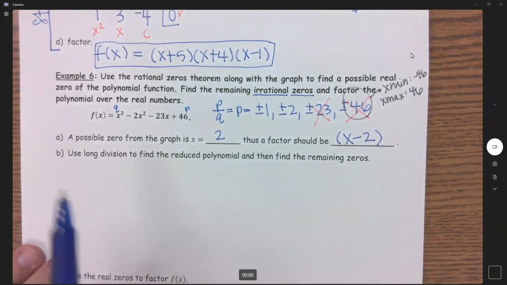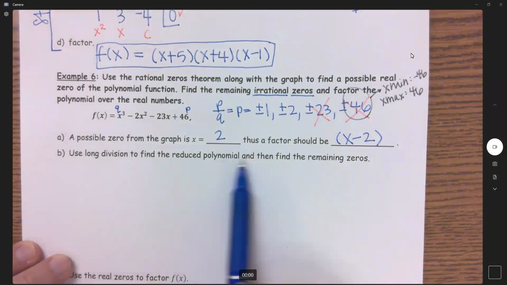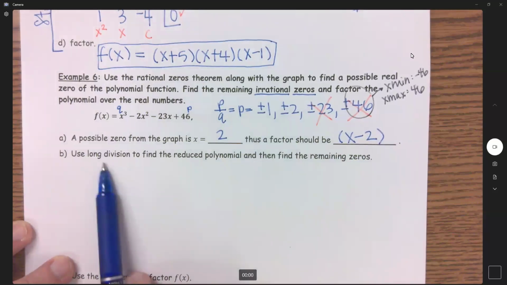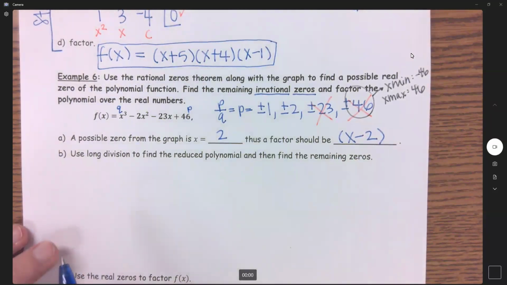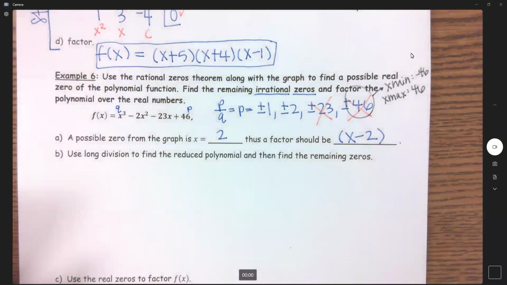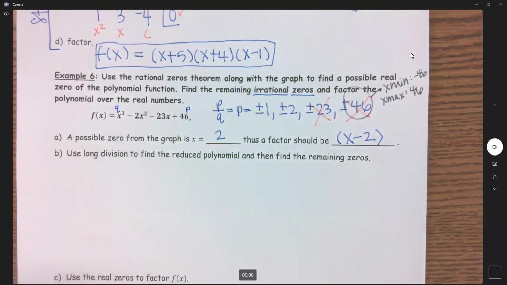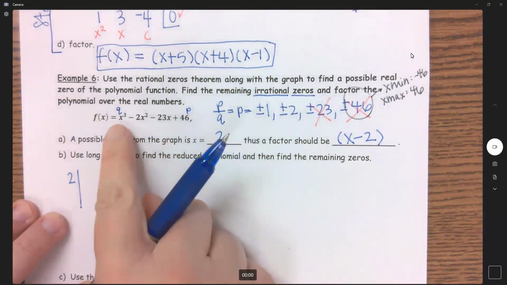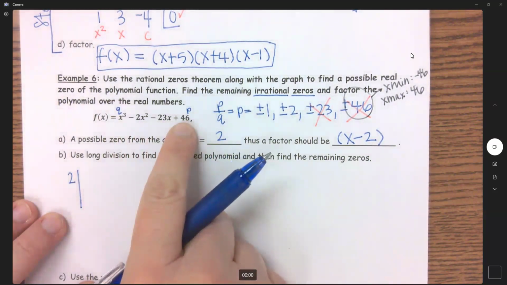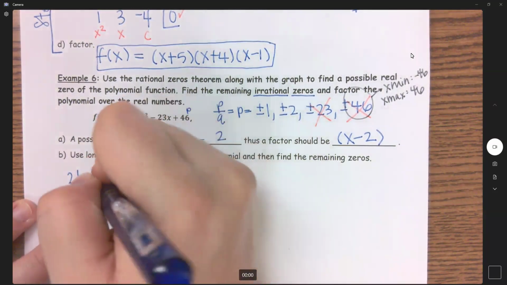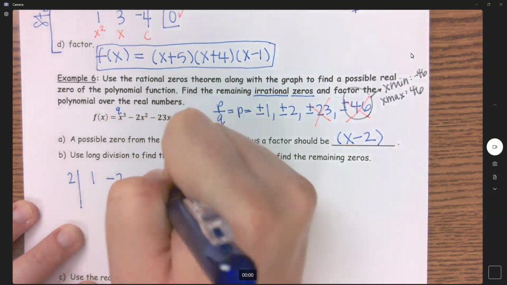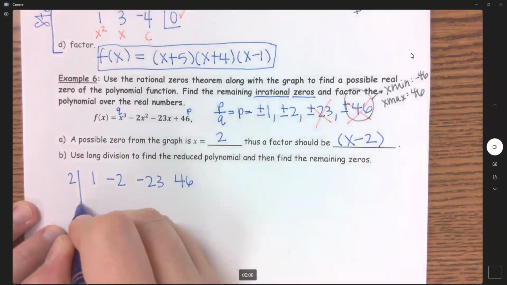Now, part B specifically says to use long division to find the reduced polynomial and then find the remaining zeros. If I have x minus 2, do I have to use long division? No. And my math lab's not going to know which method you use, and you get the same result whether you use long division or synthetic, so let's just use synthetic. So we'll put the 2 on the outside. I have x cubed, x squared, x, and constant, so I don't need any zeros. We have no missing place values. So we have 1, negative 2, negative 23, and 46.